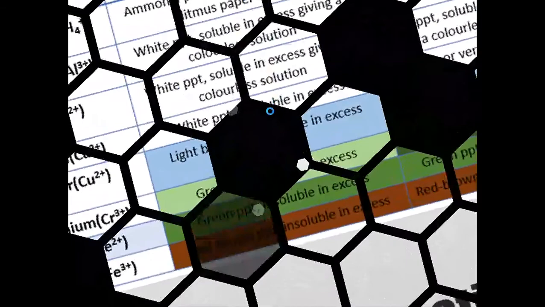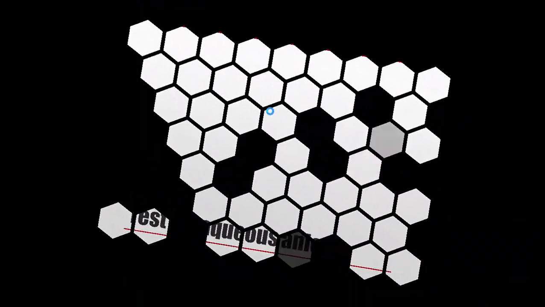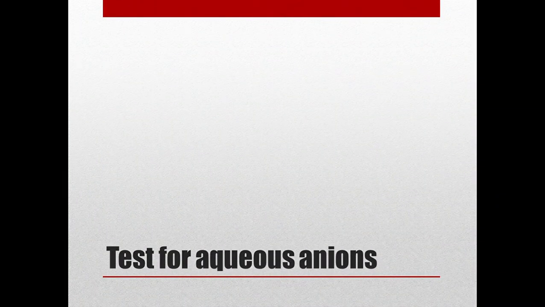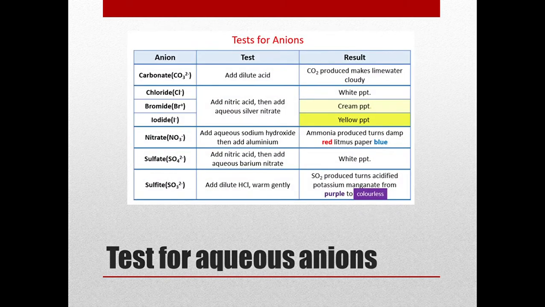Moving on to the test for aqueous anions. In the test for aqueous anions, this is the chart which I am giving to you. In the test for anions, the carbonate anion test is to add dilute acid, and the result would be that carbon dioxide gas is produced. We could even say effervescence, and bubble it through lime water. It would turn milky or cloudy.